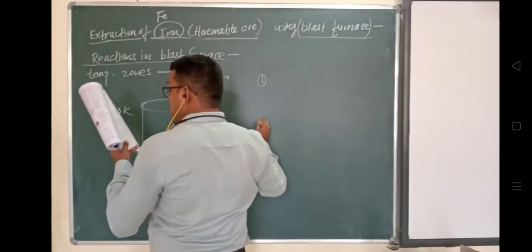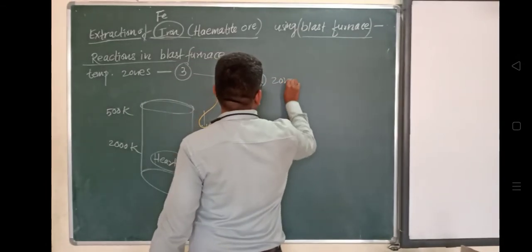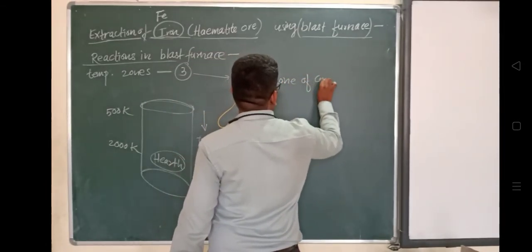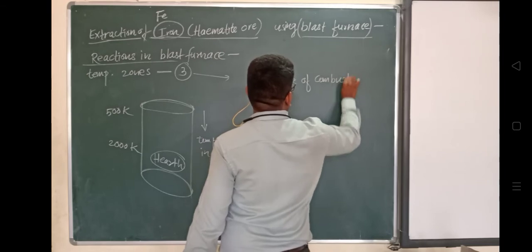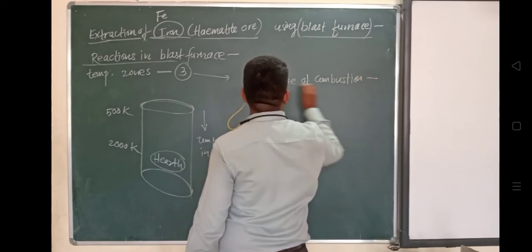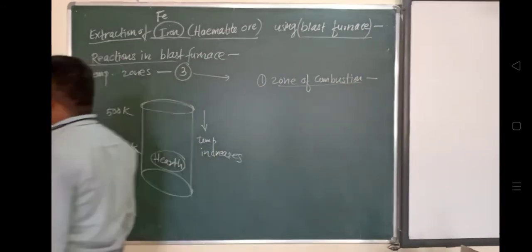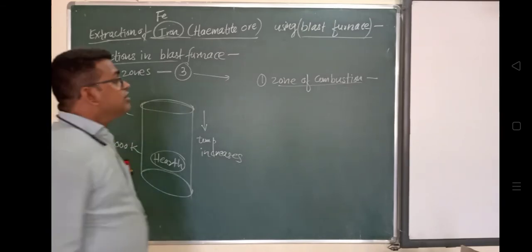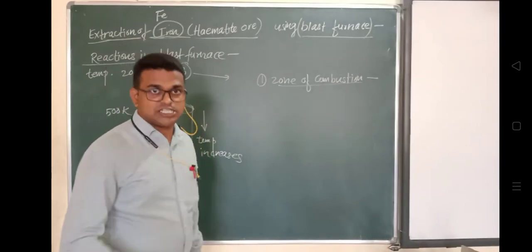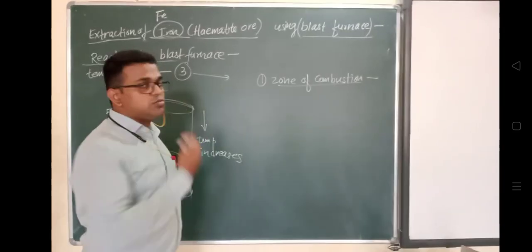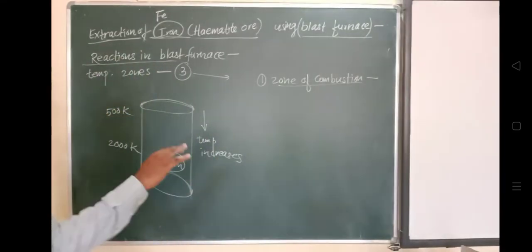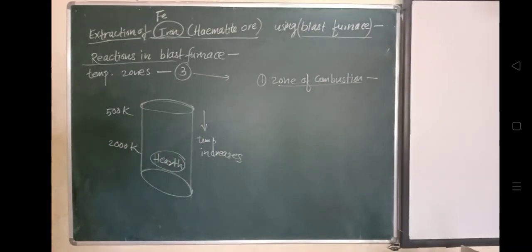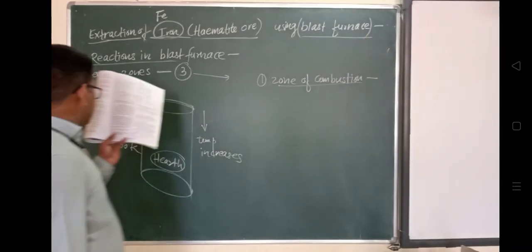What will we get? We will get metallic iron. So now after this Fe2O3 gets reduced, we will get separate Fe, and we will get metallic iron in that temperature zone. That temperature zone is called the zone of reduction. The very first is the zone of combustion, where the combustion will take place. What will get burned? The fuel will get burned. Right?